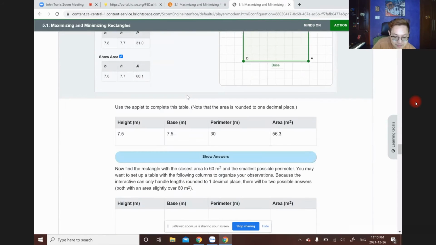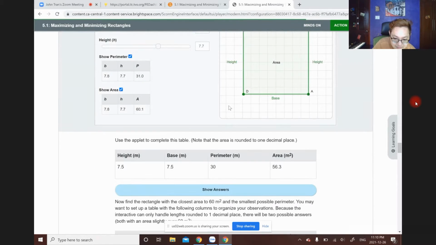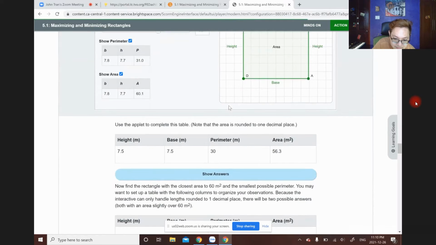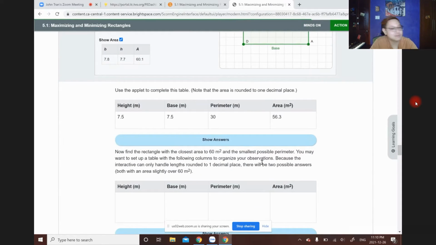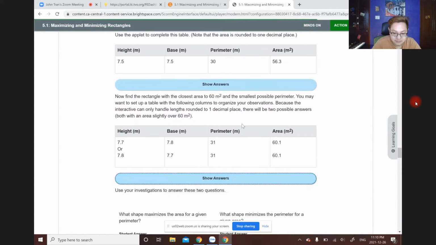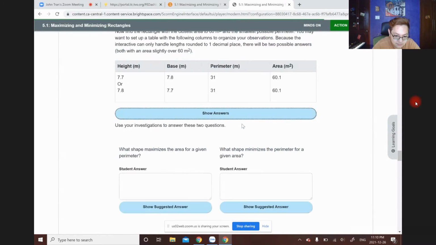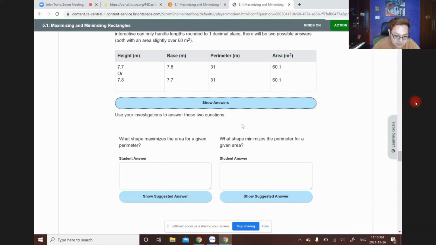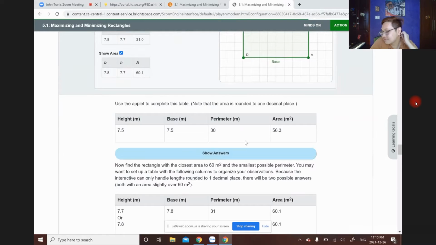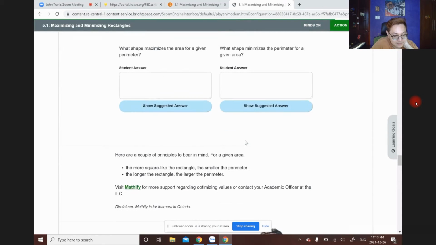So the perimeter would be 31, and the area would be 60.1. What shape maximizes the area for a given perimeter?